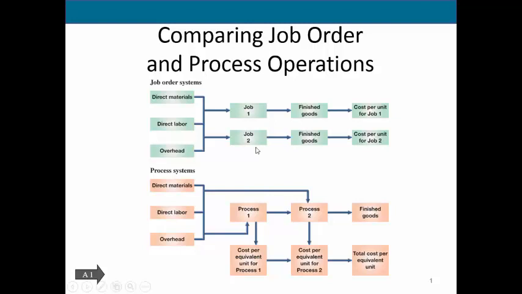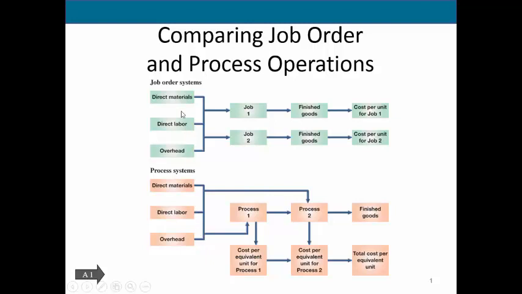Here we have a basic picture of the flow of each of our costing operations. So we've got our job order costing at the top and process systems at the bottom. If you'll note, both systems begin the same way. We have all of our various product costs that we begin to put into our manufacturing system.